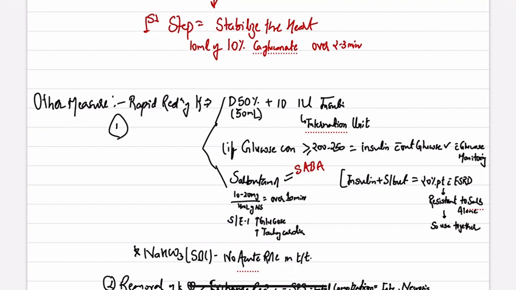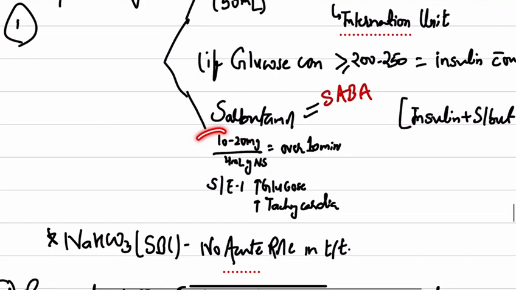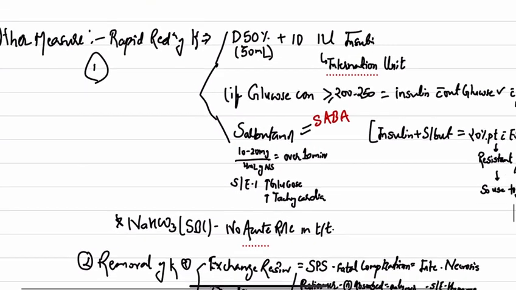If the patient's glucose is around 200 to 250, insulin can be given without the glucose, but you have to monitor the glucose for potential hypoglycemia. The other measure is salbutamol, which is a short-acting beta agonist: 10 to 20 mg of salbutamol in 4 ml of NS, which you have to nebulize over 10 minutes.